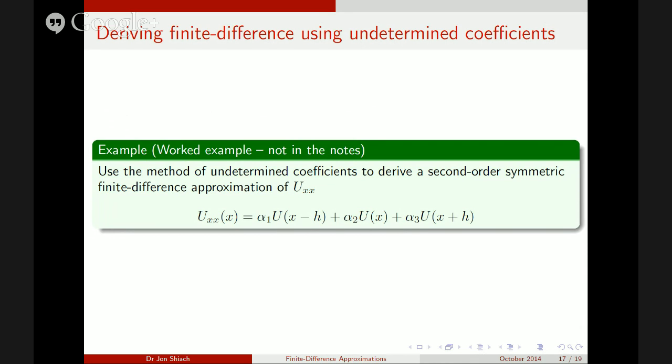I'll be scanning what I've done on the visualizer and putting it on Moodle. So don't worry if you haven't got it all down exactly. I'll be scanning that in. All right, I'm just going to go back to the slides now for a sec. So that was a worked example on deriving the second order symmetric difference.